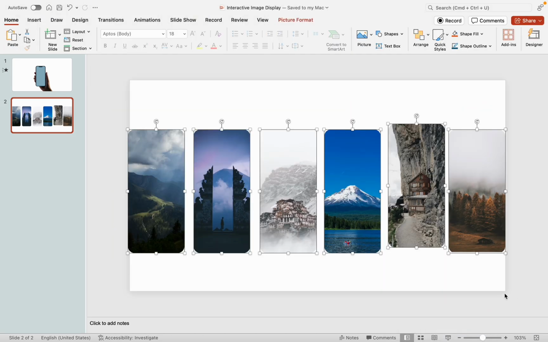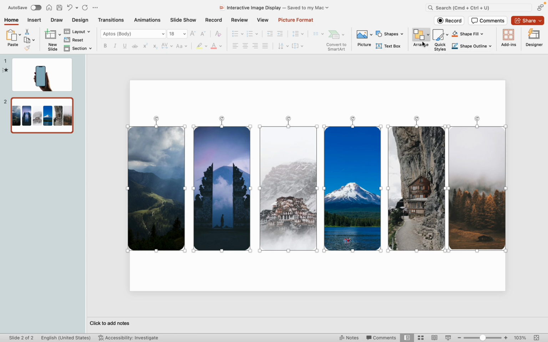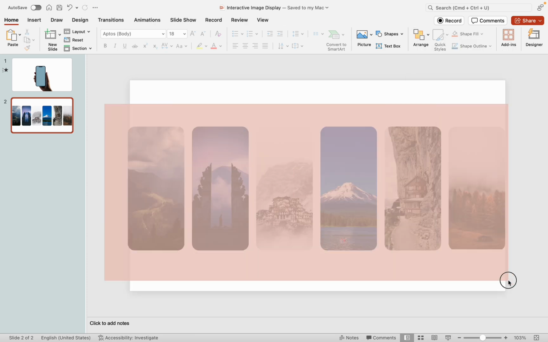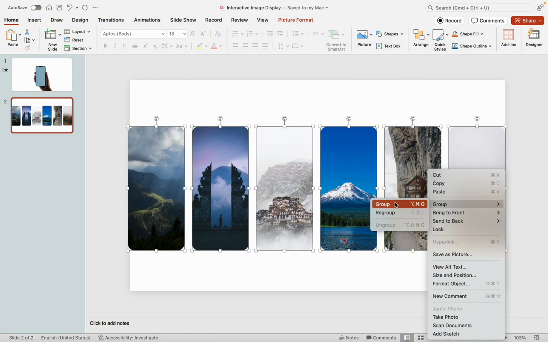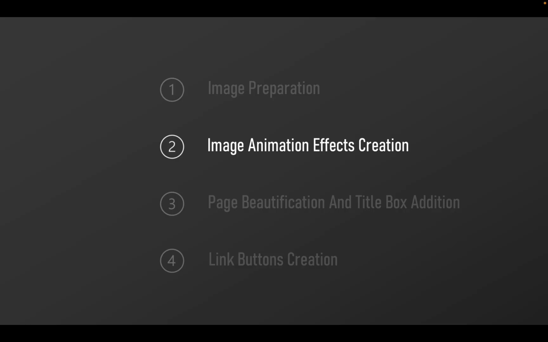Finally, we have six processed images. Select all images, align them horizontally first. Then distribute them evenly horizontally. Finally, group them together, which will be used as the display images for the phone. Moving on to the second stage, creating image animation effects.